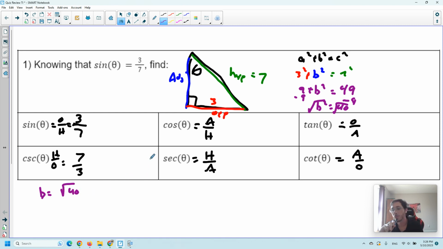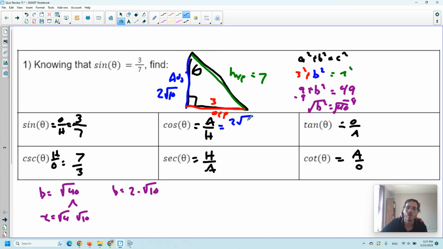Now, we have to be careful because the square root of 40 can actually break down, so we don't want to report this as the square root of 40. This is going to be the square root of 4 times the square root of 10. So b is actually 2 times the square root of 10. So we know that our adjacent side, we finally figured it out. It's 2 radical 10. Again, this is not one of the special triangles, so we don't just double it or multiply by square root of 3. We have to use the Pythagorean theorem. But the nice thing is, from here, it's pretty clean.